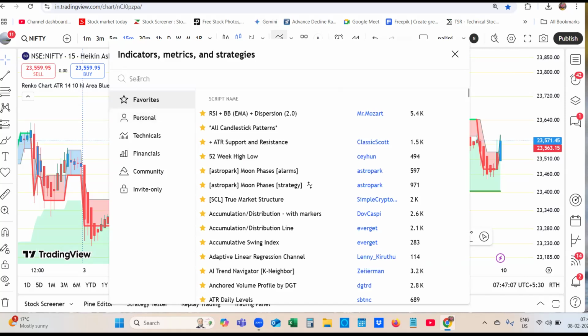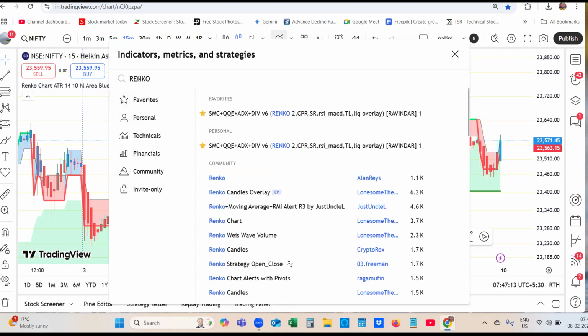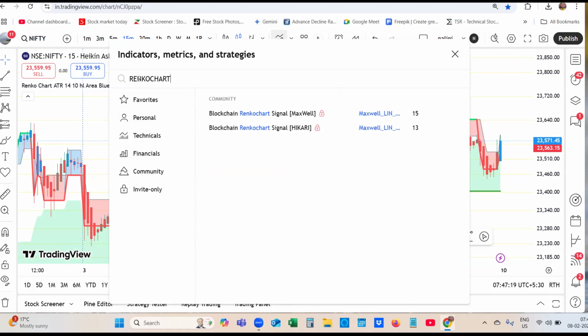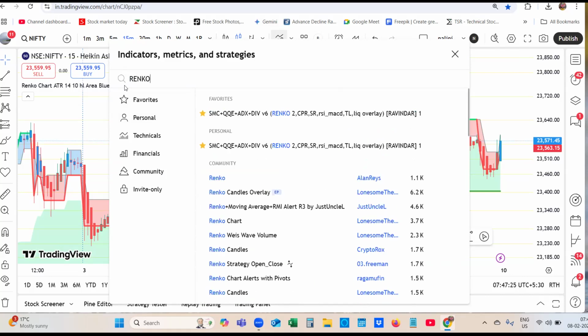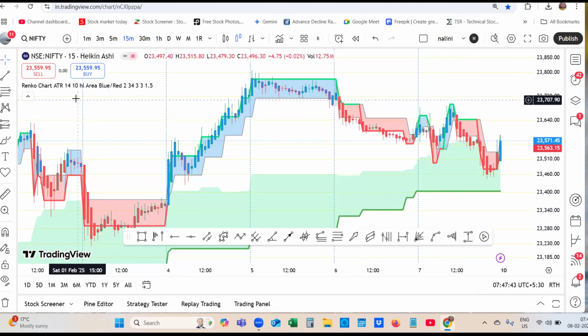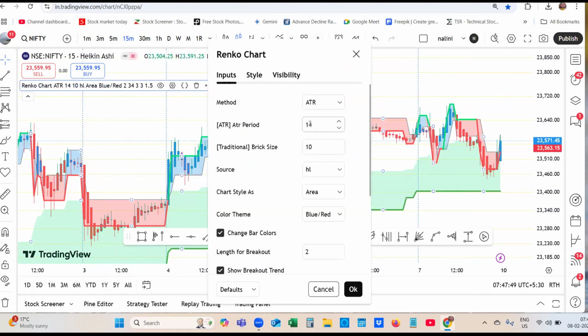So go to the indicator section and type in Renko chart, or just type Renko. Scroll down and you will get this Renko chart by Lonesome. Make it your favorite. I've already applied it on the chart. This is the Renko chart. Let me go to the settings and show it to you.